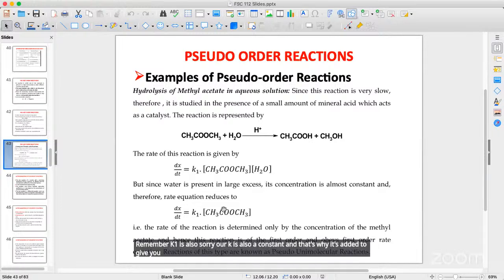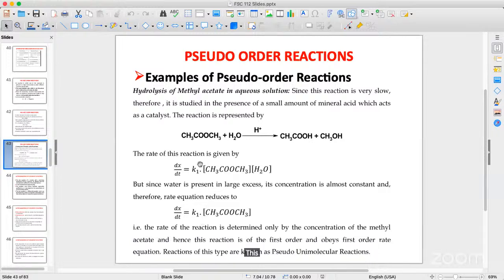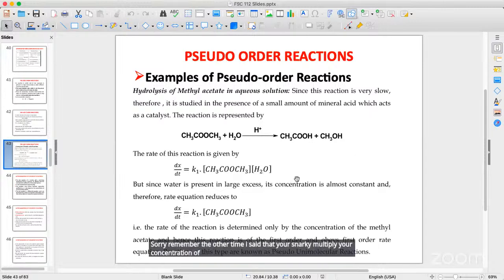Now, sorry, there's a mistake here. This K1 should have a prime because these are not the same K. Remember the other time I said that your small k multiplied by your concentration of B equals your capital K. The same thing still holds here. These are not the same K. I would rather call this one K1 prime.